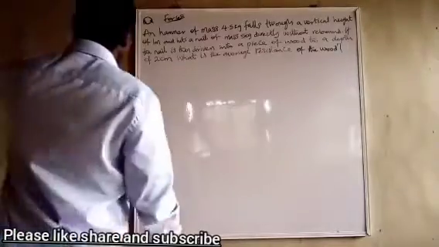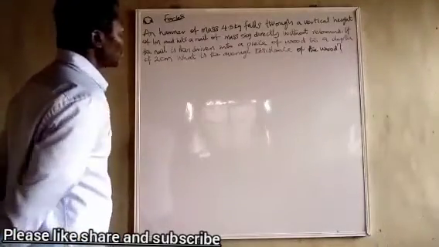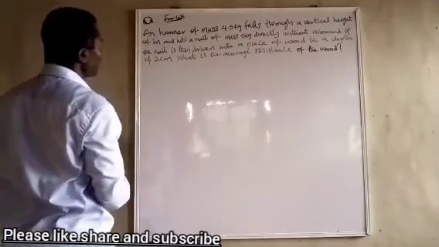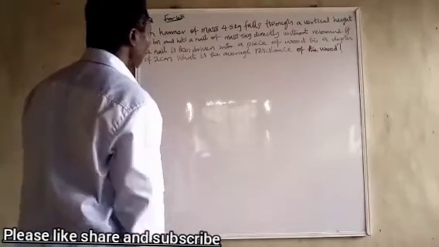Now we have a question. It says, a hammer of mass 1.5 kg falls through a vertical height of 1 meter and hits a nail of mass 50 grams directly without rebounding.